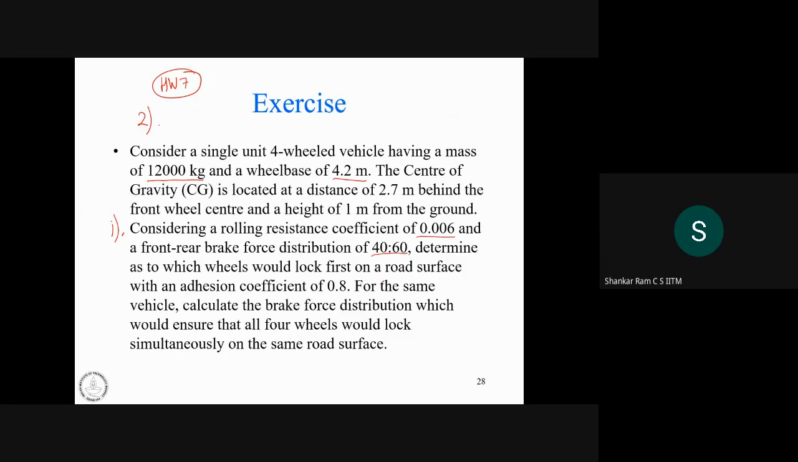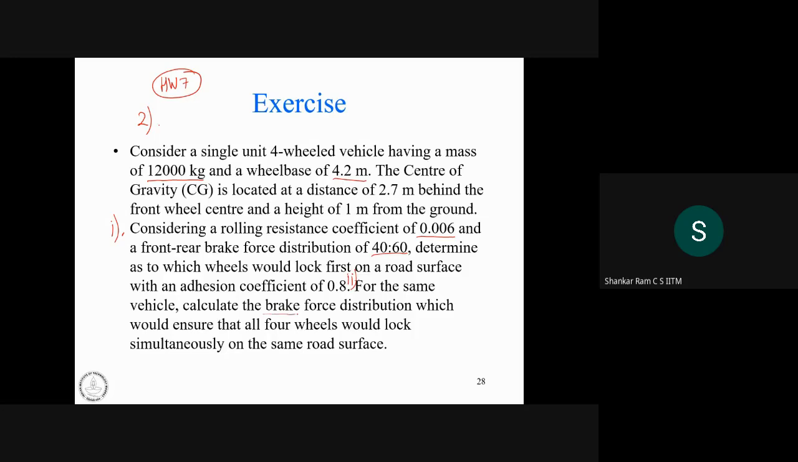Once again, repeat the same calculations. Find A by GF and A by GR, and figure out which set of wheels will lock first on the surface with mu p equals 0.8. Then as a second problem, you have the same vehicle parameters.